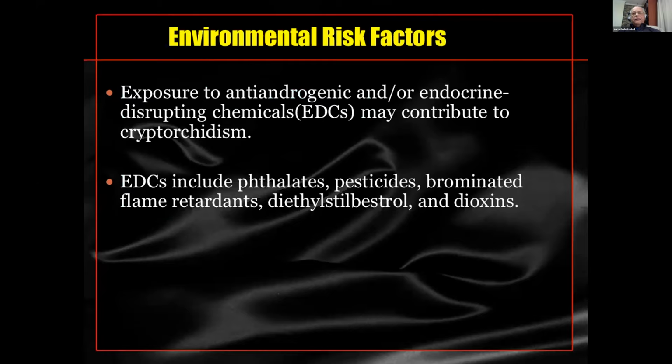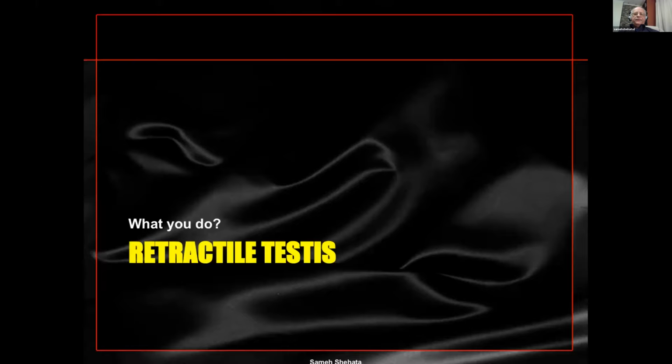Let's look at the environmental risk factors. It is well known that exposure to anti-androgenic or endocrine disruptors contributes to the development of cryptorchidism, like pesticides, phthalates, brominated flame retardants, and diethylstilbestrol. All of these can lead to cryptorchidism, especially if the pregnant mother is exposed during the first trimester of pregnancy.